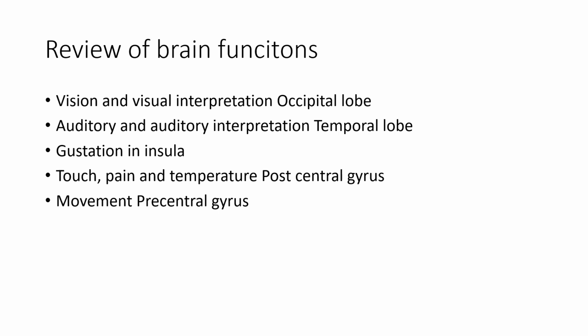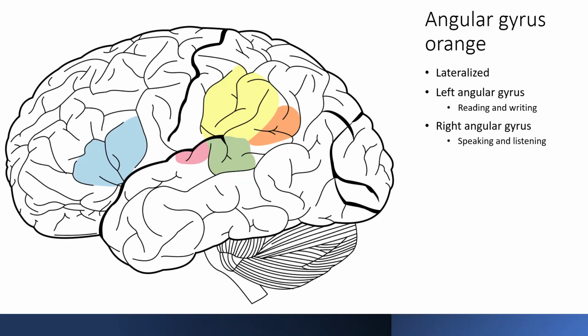And so we can see how different areas of the brain are involved in different things. Now, one of the things I would like you to actually pay attention to is something called the angular gyrus. And the angular gyrus is actually involved in speaking. Angular gyrus is speaking and listening, and also reading and writing, depending on what side of the brain you are.